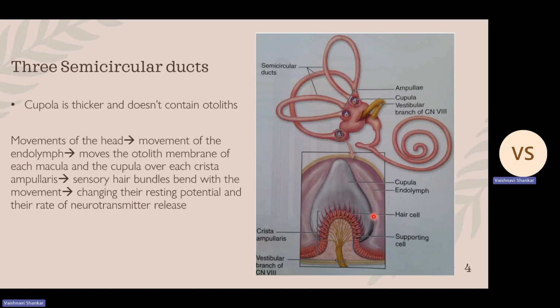Sensory information from the vestibular labyrinth is used primarily in the reflex mechanism for maintaining upright posture and balance and in allowing the eyes to stay fixed on the same point despite changes in the head position. Movements of the head cause movements of the endolymph, which move the otolith membrane of each macula and the cupula over each crista ampullaris. The sensory hair bundles bend with the movement, changing their resting potential and their rate of neurotransmitter release to the afferent nerves.